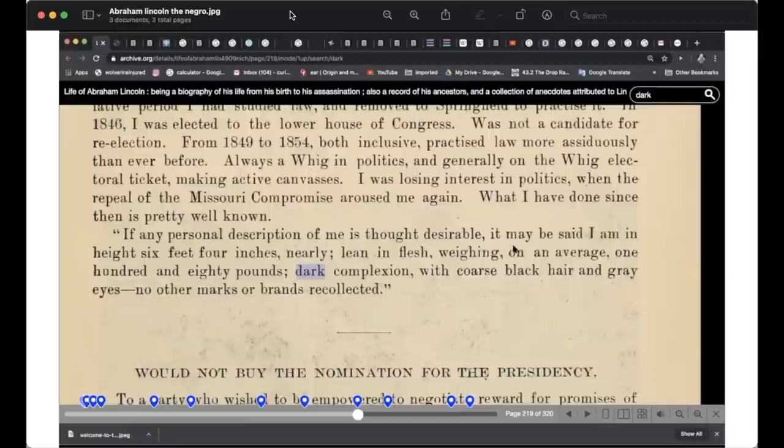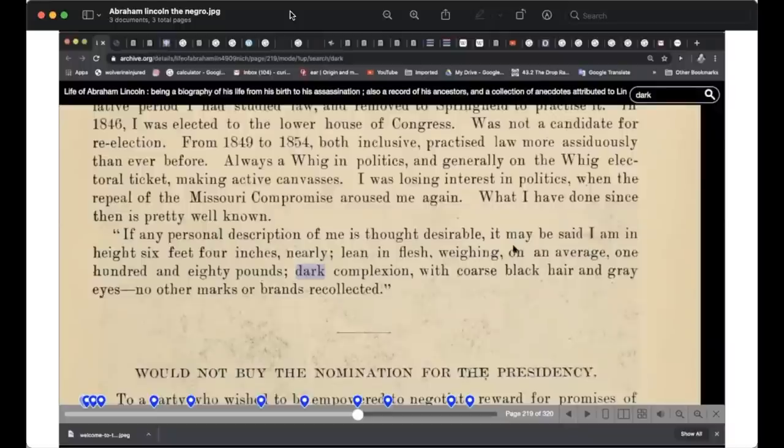This is an example right here of Life of Abraham Lincoln, a biography of his life from his birth to his assassination. All right, this is an actual autobiography. These are notes, primary sources. In the video I show the book names and all this stuff, numerous sources. This is a quote from himself, Abraham Lincoln. He says, "If any personal description of me is thought desirable, it may be said I am in height 6 feet 4 inches, nearly lean in flesh, weighing on average 180 pounds, dark complexion, with coarse black hair and gray eyes, no other marks or brands recollected."